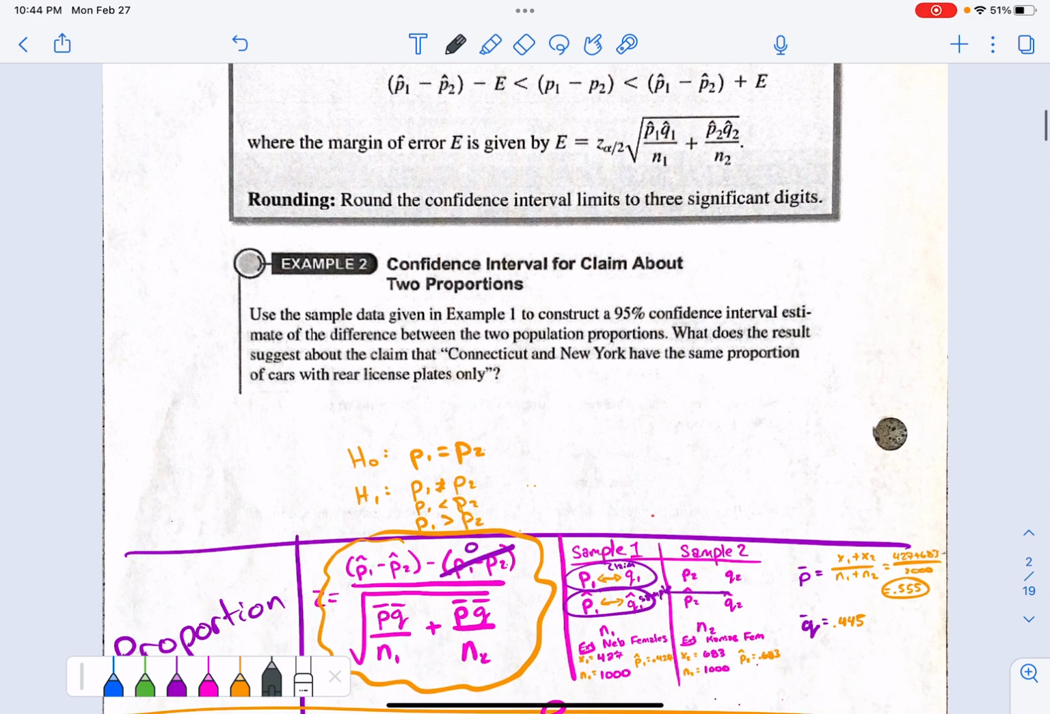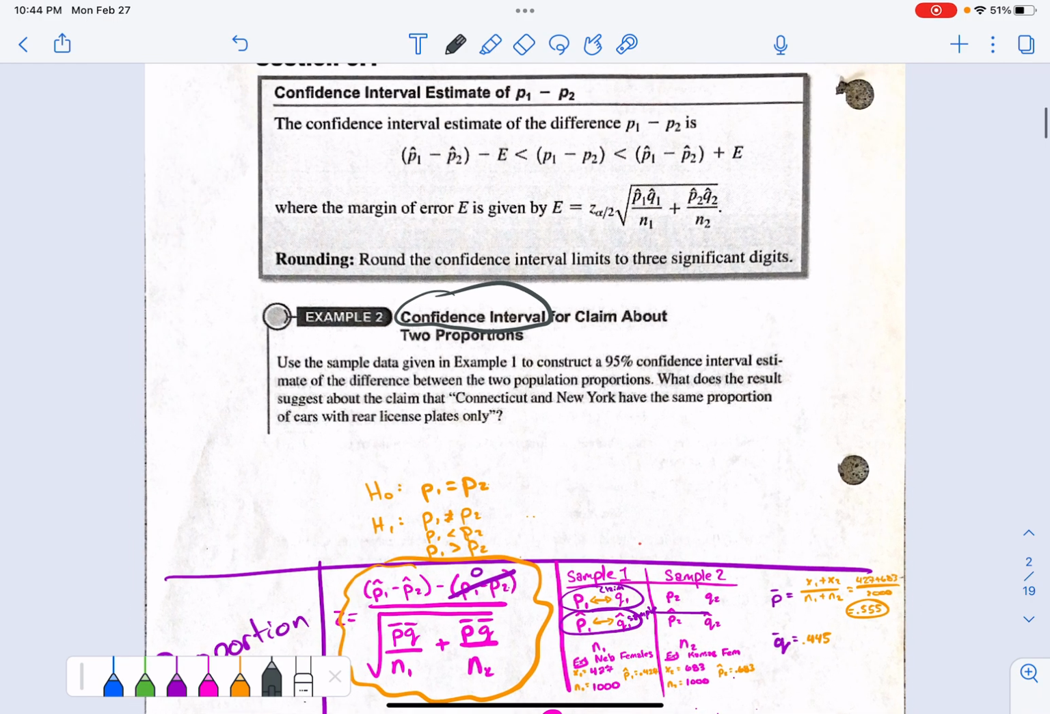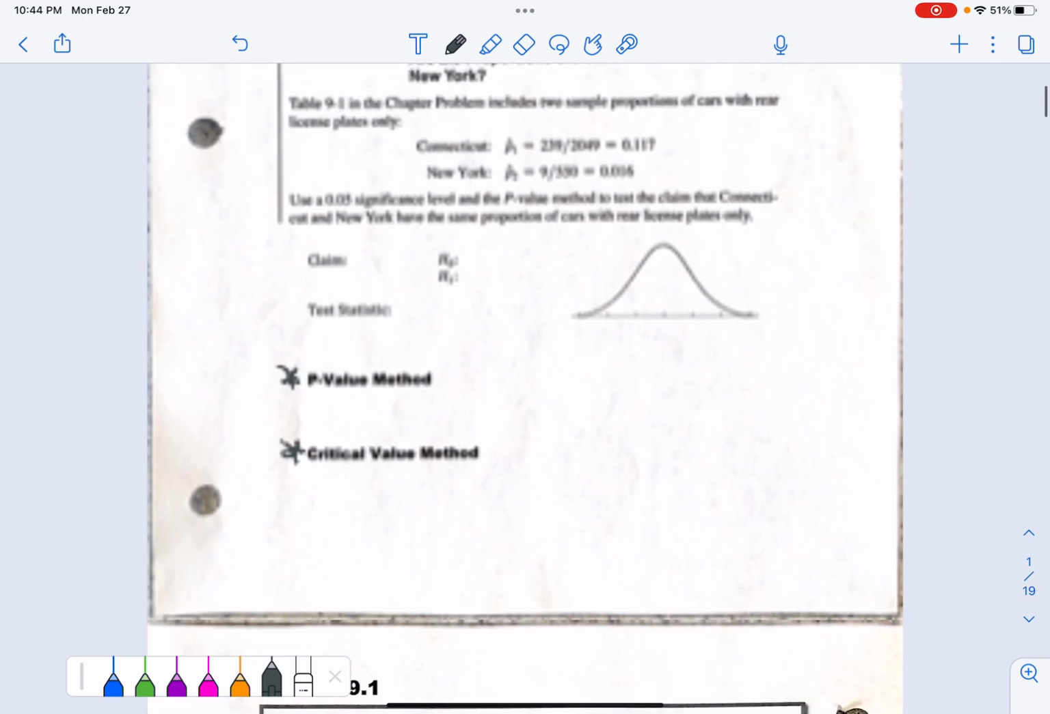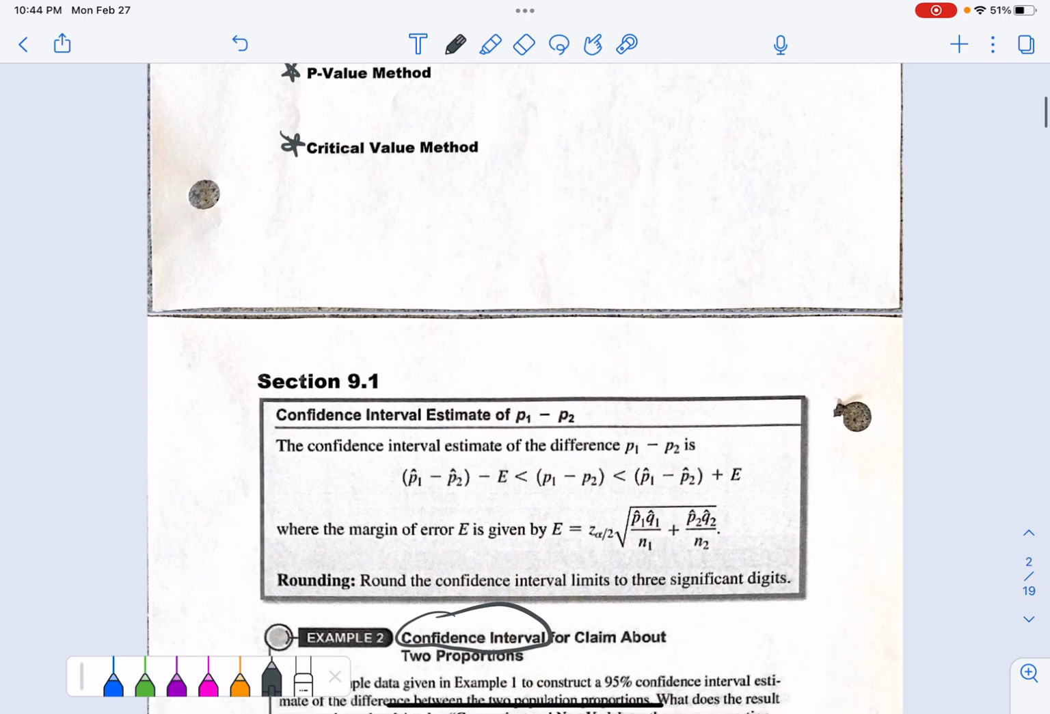And then on example 2, we're doing a confidence interval. Exactly what we did in chapter 8, but we're doing it for 2 proportions rather than just 1. So we'll look through what all that stuff is.